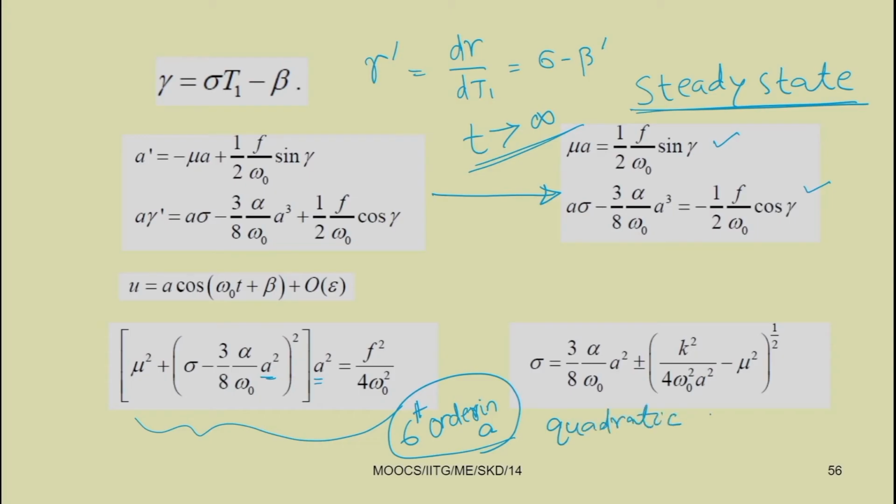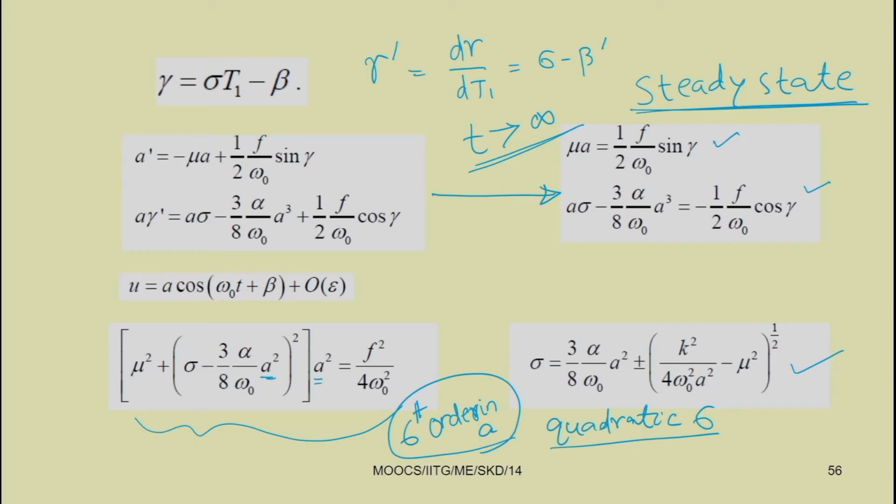So, but quadratic in alpha, that is the detuning parameter, or quadratic in sigma. This is not alpha, this is sigma, quadratic in sigma. Sigma is the detuning parameter. So, we can write the quadratic equation and we can find the response or frequency response by using this equation. So, this is the equation for plotting the frequency response plot.